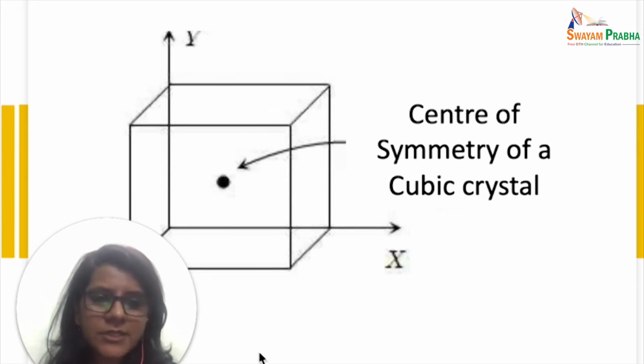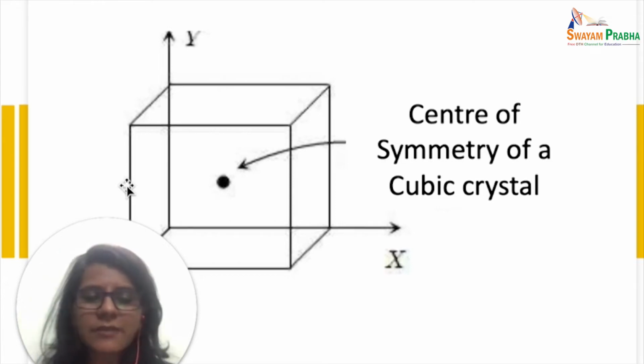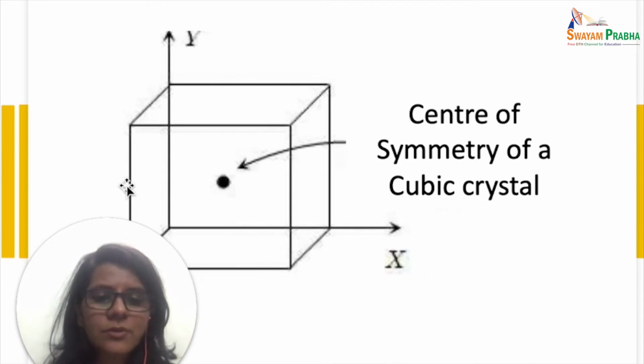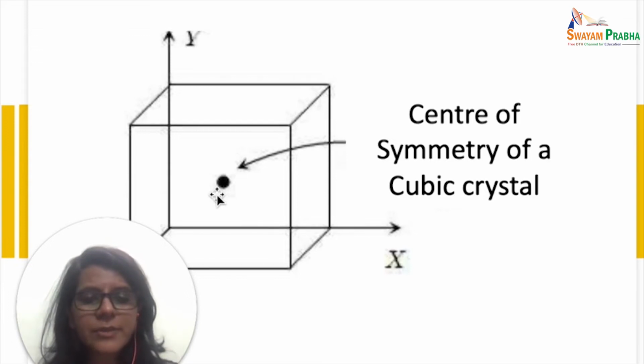Now just see, this is the cube and this is the center of symmetry. So if a line is drawn in any opposite direction, if I go this side, then I go the other side, I will meet the surface of the crystal at equal distances. Similarly, if I go this side, then at the same equal distance on the other side, I will meet the surface of the crystal. So it is also called a center of inversion. Like I said, the crystal structure will remain unchanged if I invert it through this center of symmetry.